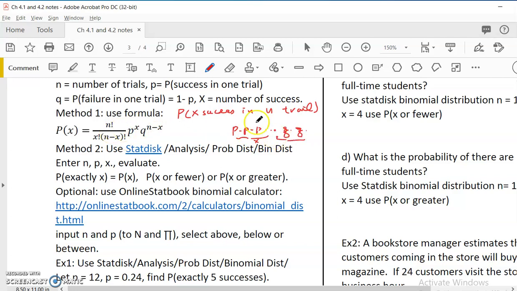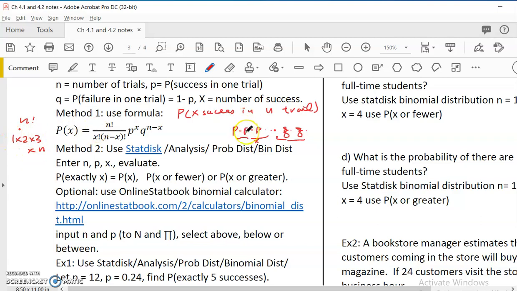And the way to arrange P's and Q's in different order is n factorial over x factorial times n minus x factorial. Factorial means n factorial is starting from 1 times 2 times 3, all the way times n. Or you can say from n minus 1, all the way to 1.